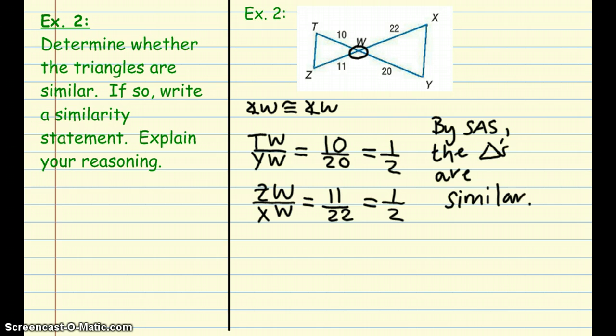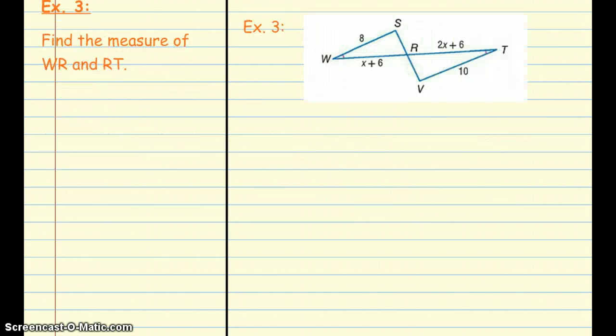Okay, on to our last example. In this case, we don't have to figure out if they're similar. We just have to find the length of side WR and the length of side RT. So if you look closely, we see that each part has an x, so we're going to have to find the value of x and then put that into each of those expressions to actually figure out those side lengths.